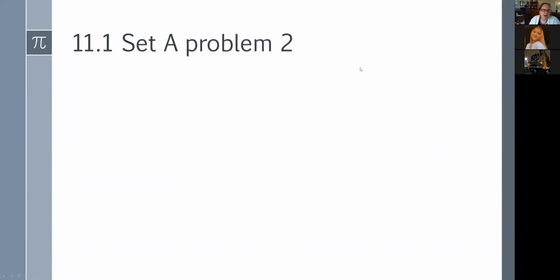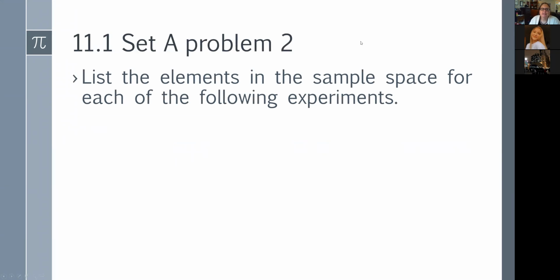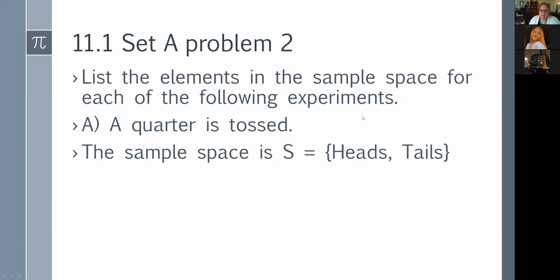So we're going to take a look at problem number 2. It says list the elements in the sample space for each of the following experiments. The first one is just a quarter is tossed. Okay, and we want to list the sample space, which is a set of all the possible outcomes. So the sample space is just heads or tails. That's what can happen.